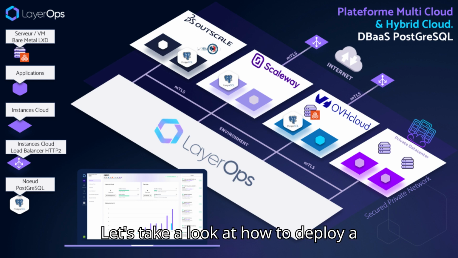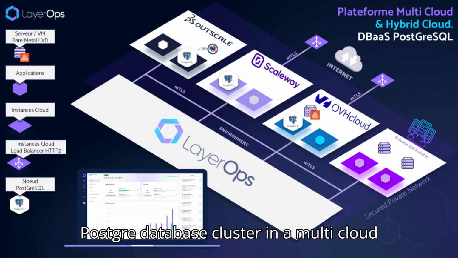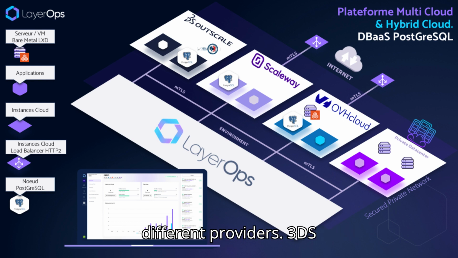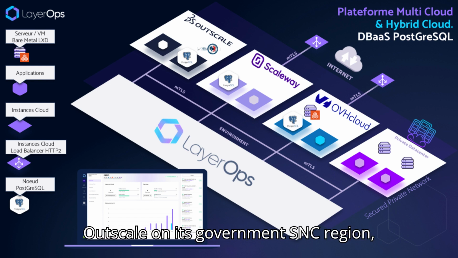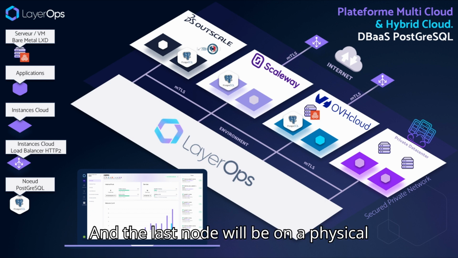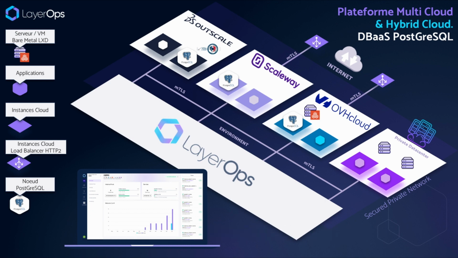Let's take a look at how to deploy a PostgreSQL database cluster in a multi-cloud environment. In this example, we'll place 3 cluster nodes on 3 different providers. 3DS Outscale on its government SNC region, Scaleway on datacenter Paris 1. And the last node will be on a physical LXD server at OVH.